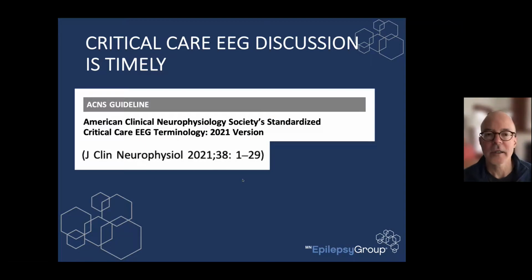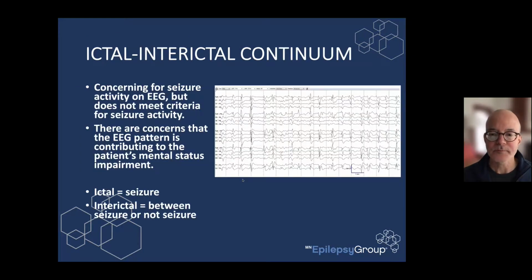So critical care EEG discussion is definitely timely here. There are the 2021 ACNS guidelines on critical care terminology, and I think this is a very, very valuable resource. A lot of people watching this already have this as a resource and are using it. But I think we can really get a lot out of it, because there's a lot of meat in this guideline. And one piece of that we're going to go over today is the ictal-interictal continuum piece.